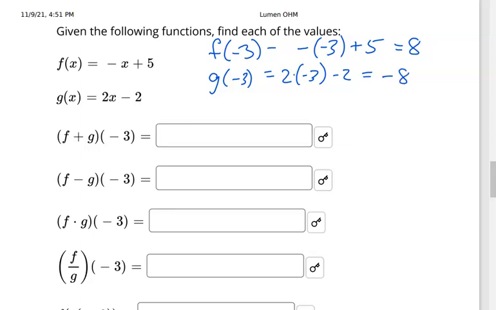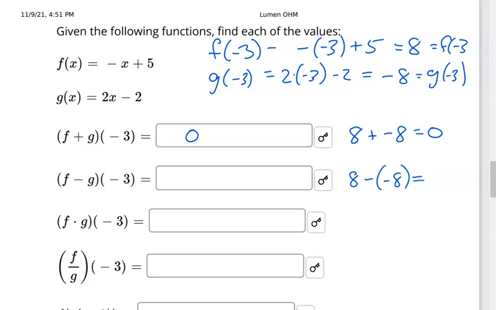So now knowing f and g at negative 3, f plus g at negative 3 is equal to, well, there we go, 8 plus negative 8 equals 0. f minus g, making sure that I get the f's right, that's the f, and this is g of negative 3. f minus g is 8 minus a negative 8, which gives me 16. f times g at negative 3 is 8 times negative 8 equals negative 64.